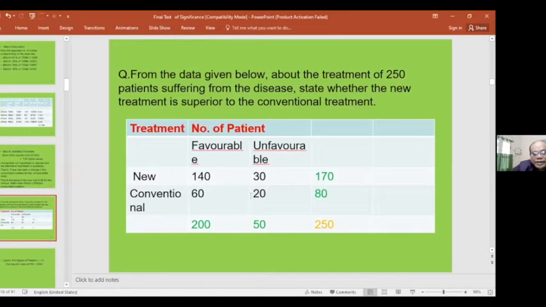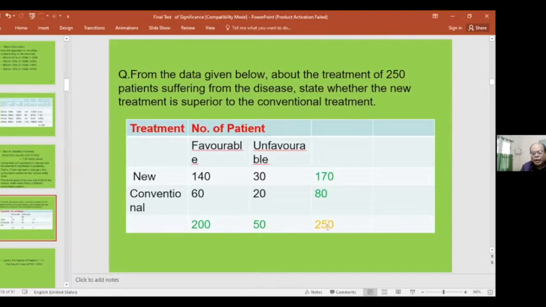Here each cell value is greater than 5: 30 is greater than 5, 140 greater than 5, 60 greater than 5. So the total of 250 is greater than 50. Chi-square says that if each cell value is greater than 5, and if the total number of items is greater than 50, then you apply the chi-square. Otherwise, you have to modify the formula by making the Yates correction.